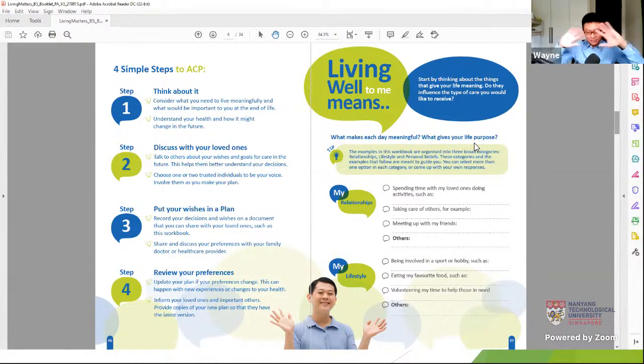Okay, let me now sort of turn the question around. Now asking you as a caregiver or potential caregiver, right? What do you think are some reasons that caregivers today, family members, loved ones, do not take initiative or do not open up and talk with their older loved ones about some of these questions or preferences or plans? What do you think are some reasons? Anybody? Just unmute yourself.